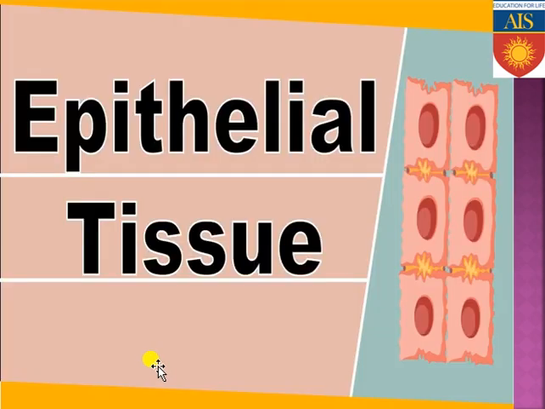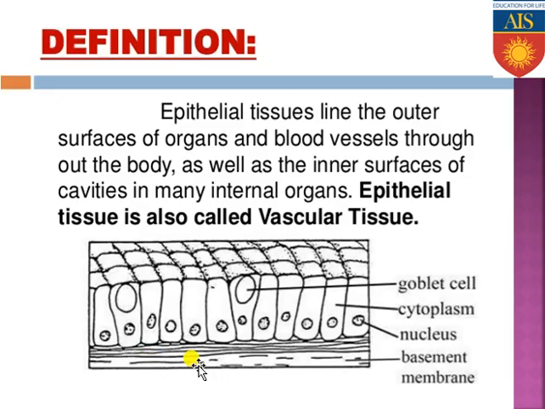Coming to the epithelial tissue, because this is the first type of tissue we need to discuss. First of all, the definition of epithelial tissue. Epithelial tissue is the type of tissue which lines the outer surfaces of the organs and blood vessels throughout the body, as well as being present at the inner surface of the cavities within the internal organs. Epithelial tissues are also known as vascular tissues because they contain so much extracellular matrix. So for that reason they are also called vascular tissues.